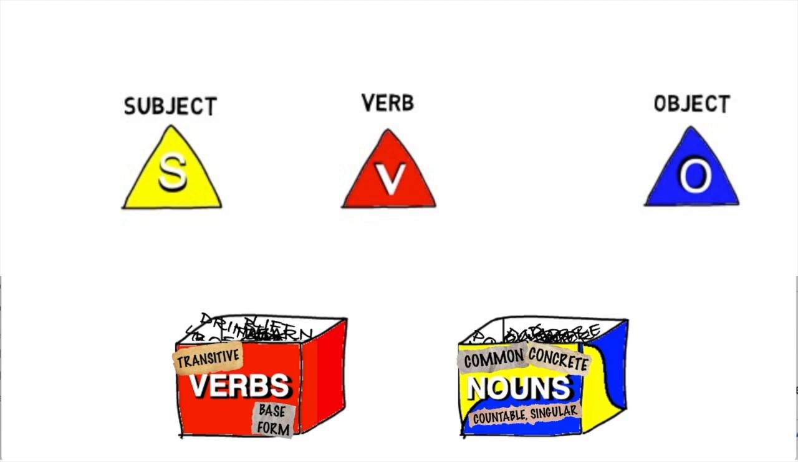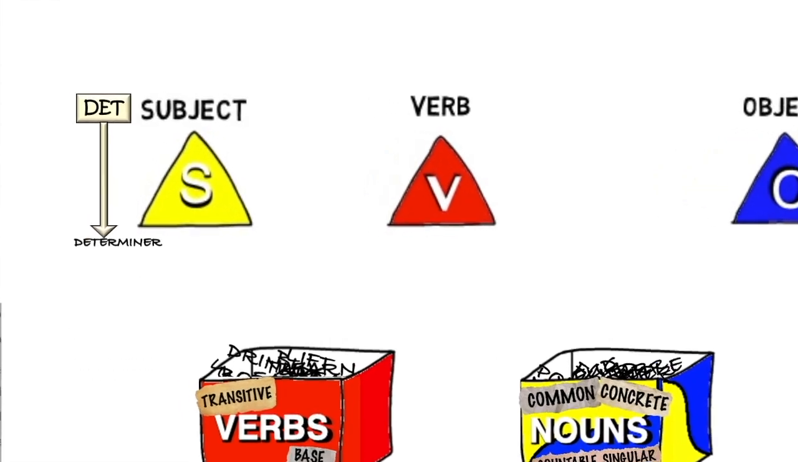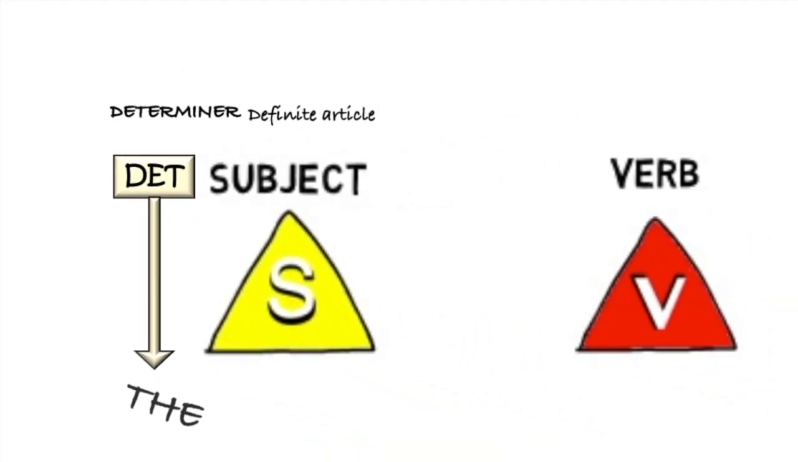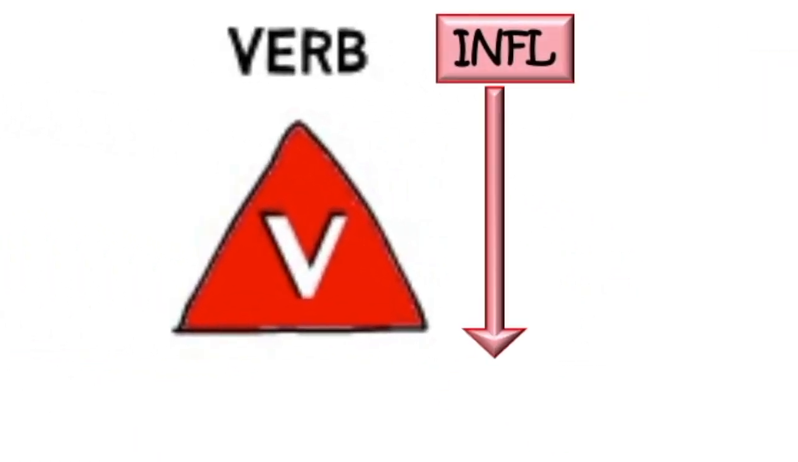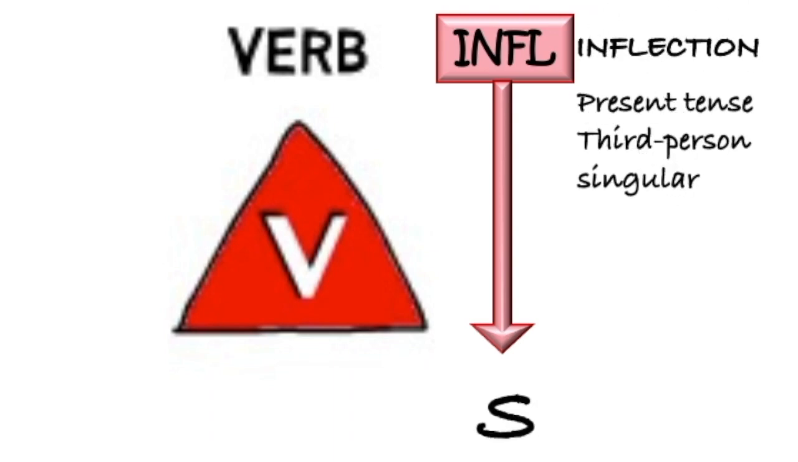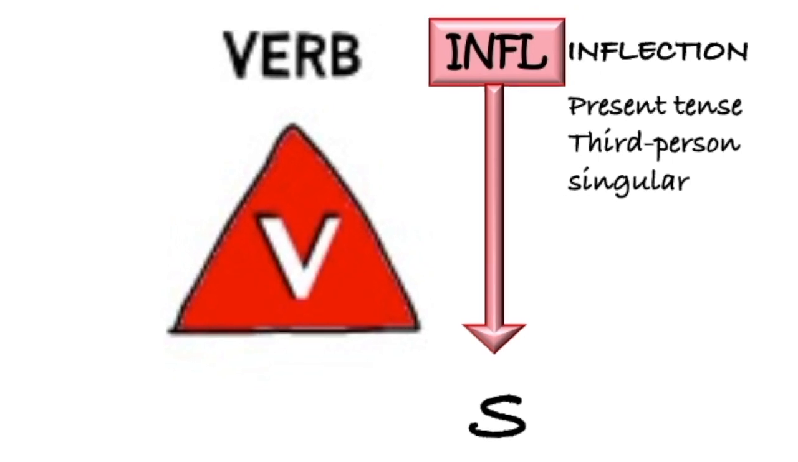Alright, I'm almost ready. I just need to add a couple of things to the structure. In English, nouns commonly need something called a determiner. If you're not sure what that is, don't worry, we'll come back to it later. I'm going to use a type of determiner called the definite article. That's the word the. I'm also going to add an inflection, a verb ending. I'm going to use the verb ending for the present tense, third person singular. Again, if you don't fully understand this, don't worry about it. I'll explain it more later on.